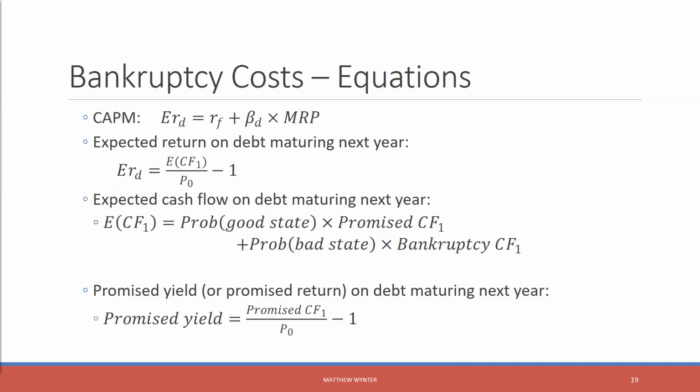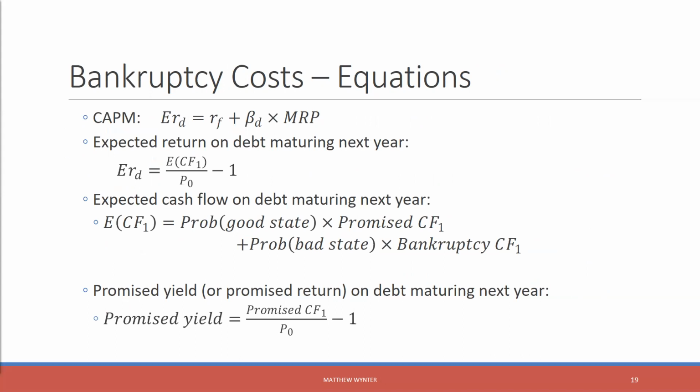We can take our CAPM and apply the risk-free rate plus the beta of the debt multiplied by the market risk premium. If the debt is maturing in 1 year, we can find the expected return on debt as the expected cash flow divided by the price minus 1.